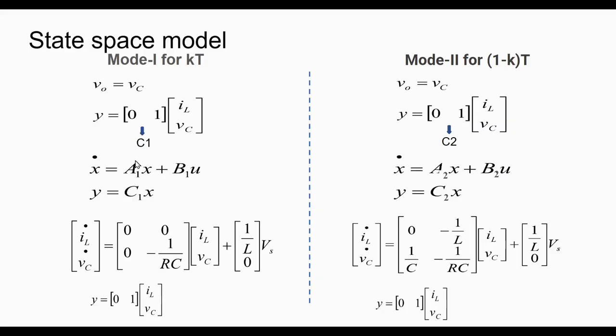So combining the state equation and the output equation, we can write the state space model for mode 1 and mode 2 separately, which are written here. For mode 1, [IL dot, Vc dot] equal to [0, 0; 0, minus 1 by RC] into [IL, Vc] plus [1 by L, 0] Vs, and the output equation is Y is equal to [0, 1] [IL, Vc]. Similarly, for mode 2, the state equation is [IL dot, Vc dot] equal to [0, minus 1 by L; 1 by C, minus 1 by RC] [IL, Vc] plus [1 by L, 0] Vs, and Y is equal to [0, 1] [IL, Vc]. So we have obtained the state space model for mode 1 and mode 2 separately.